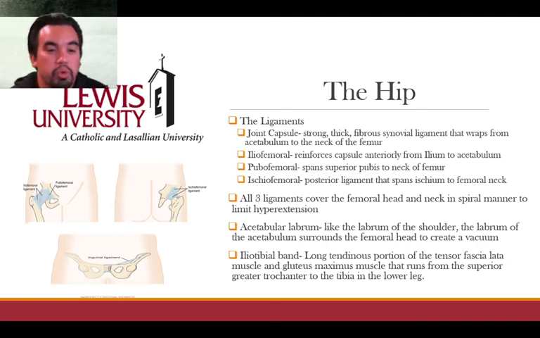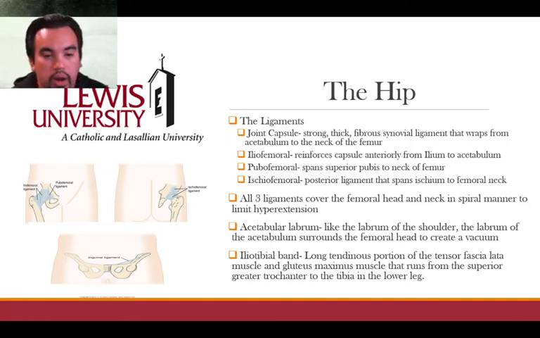The main ones that are connected in the joint capsule are the iliofemoral, and that reinforces the capsule anteriorly from the ilium to the acetabulum. The pubofemoral, and that spans from the superior pubis to the neck of the femur. And then the ischiofemoral, and that's the posterior ligament that spans the ischium to the femoral neck.